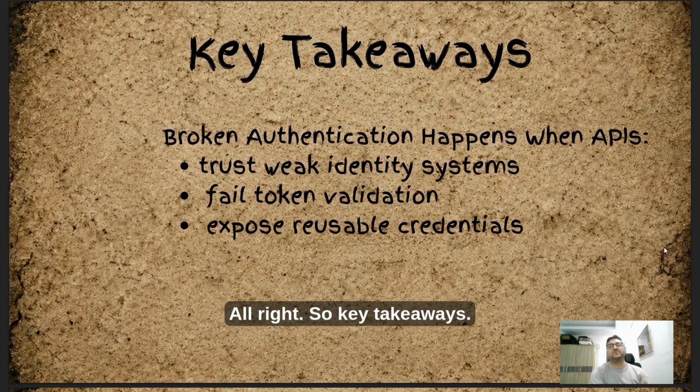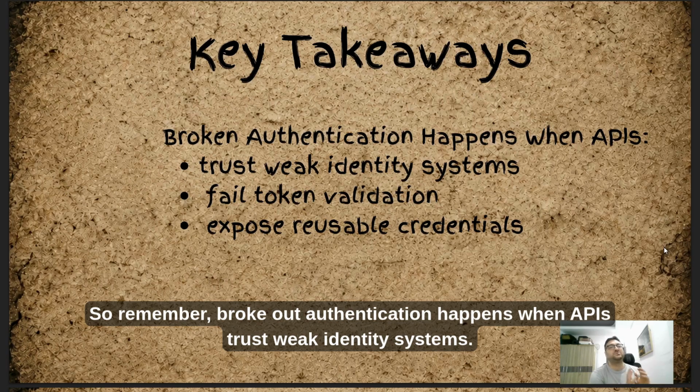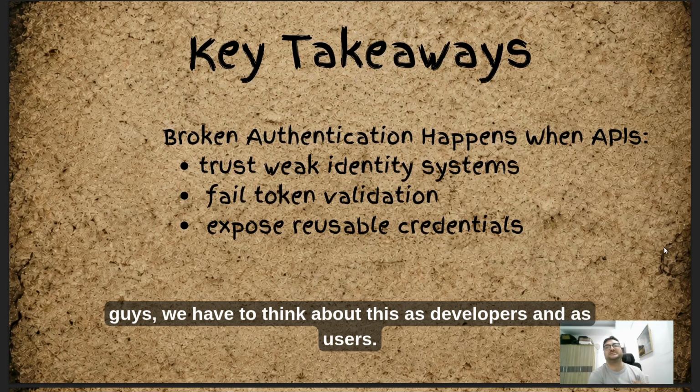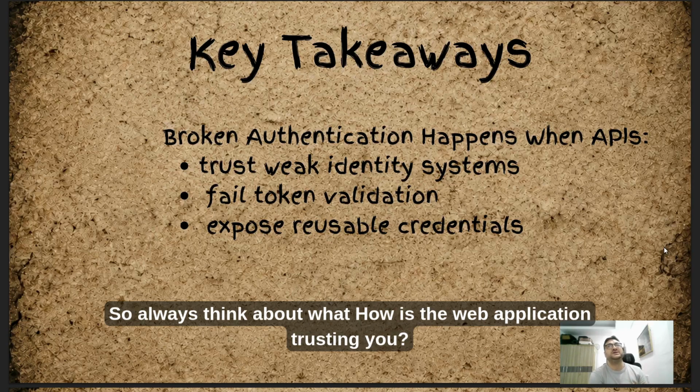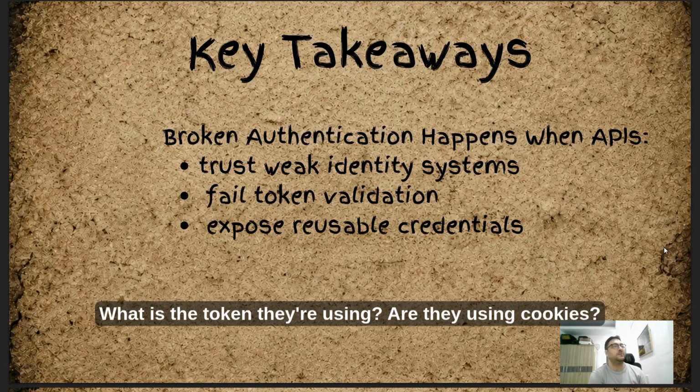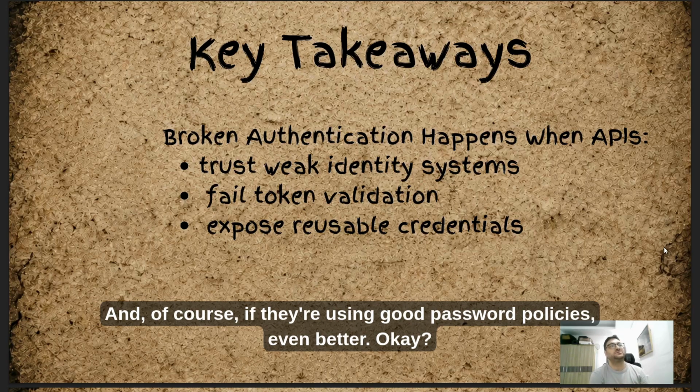All right, so key takeaways. Remember, broken authentication happens when APIs trust weak identity systems, they fail token validation, and they expose reusable credentials. So again, guys, we have to think about this as developers and as users. Always think about, how is the web application trusting you? How is it storing your password? What is the token they're using? Are they using cookies? The more they're using, the more that they're validating, the better off. And of course, if they're using good password policies, even better.